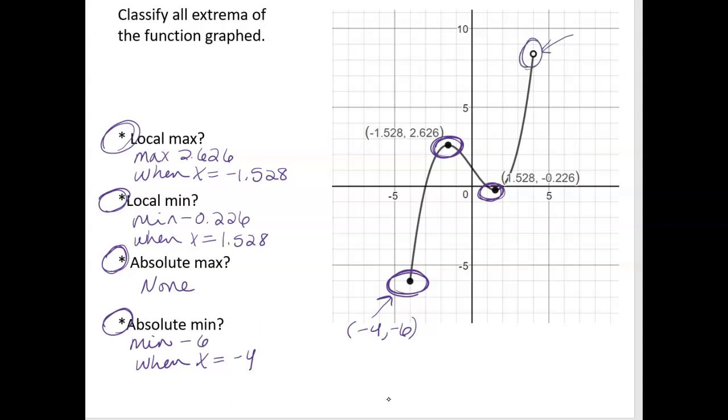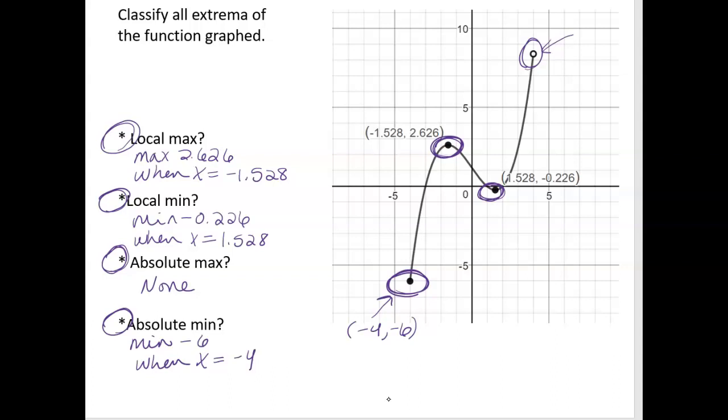So even though this is the highest point of the graph, the fact that they put an open circle there kind of changes things a little bit, okay? If this was a closed circle, like what you were seeing down here in the bottom when we did the absolute min, then we could list that point as an absolute max. But since they put that open circle in there, we actually cannot include that, all right?